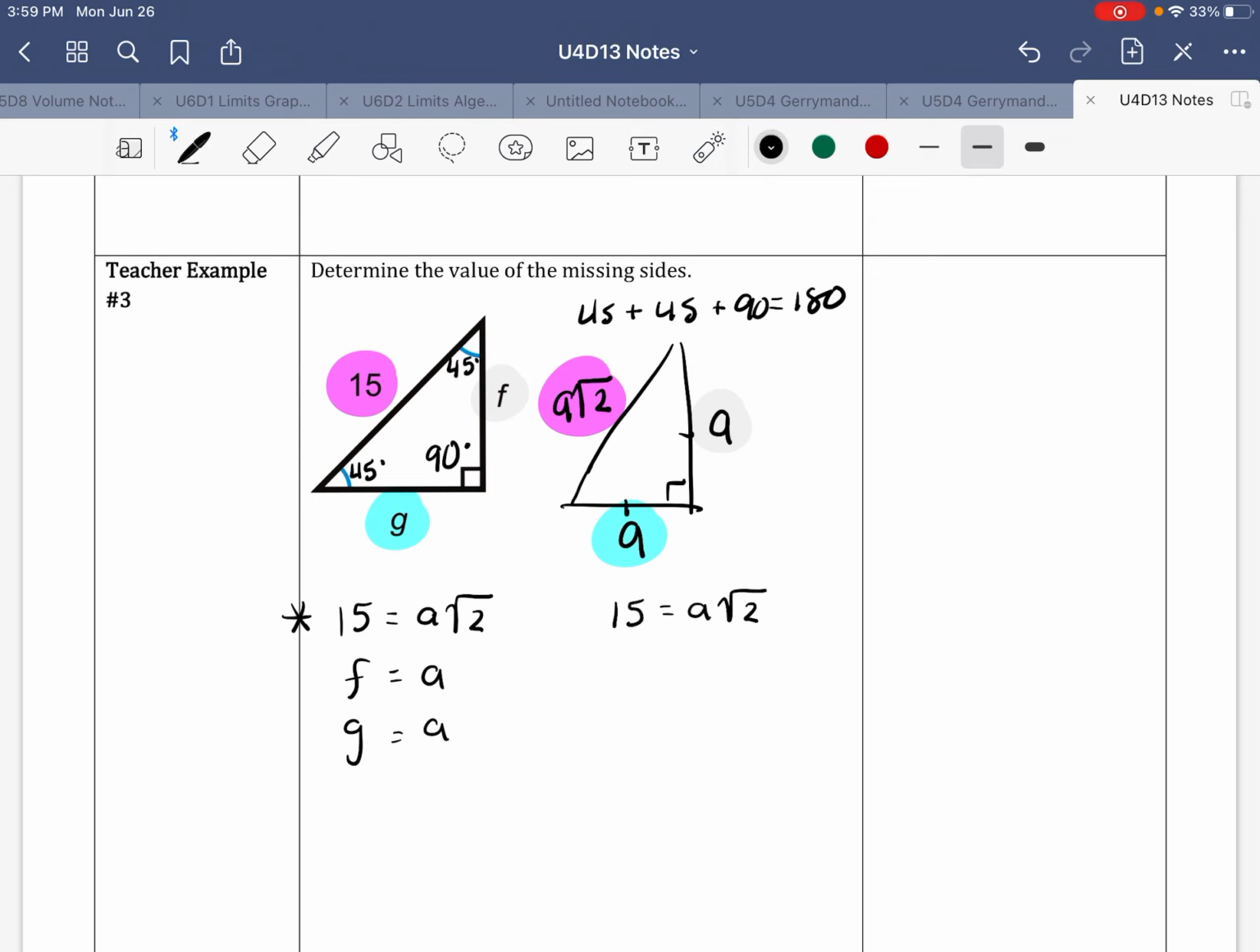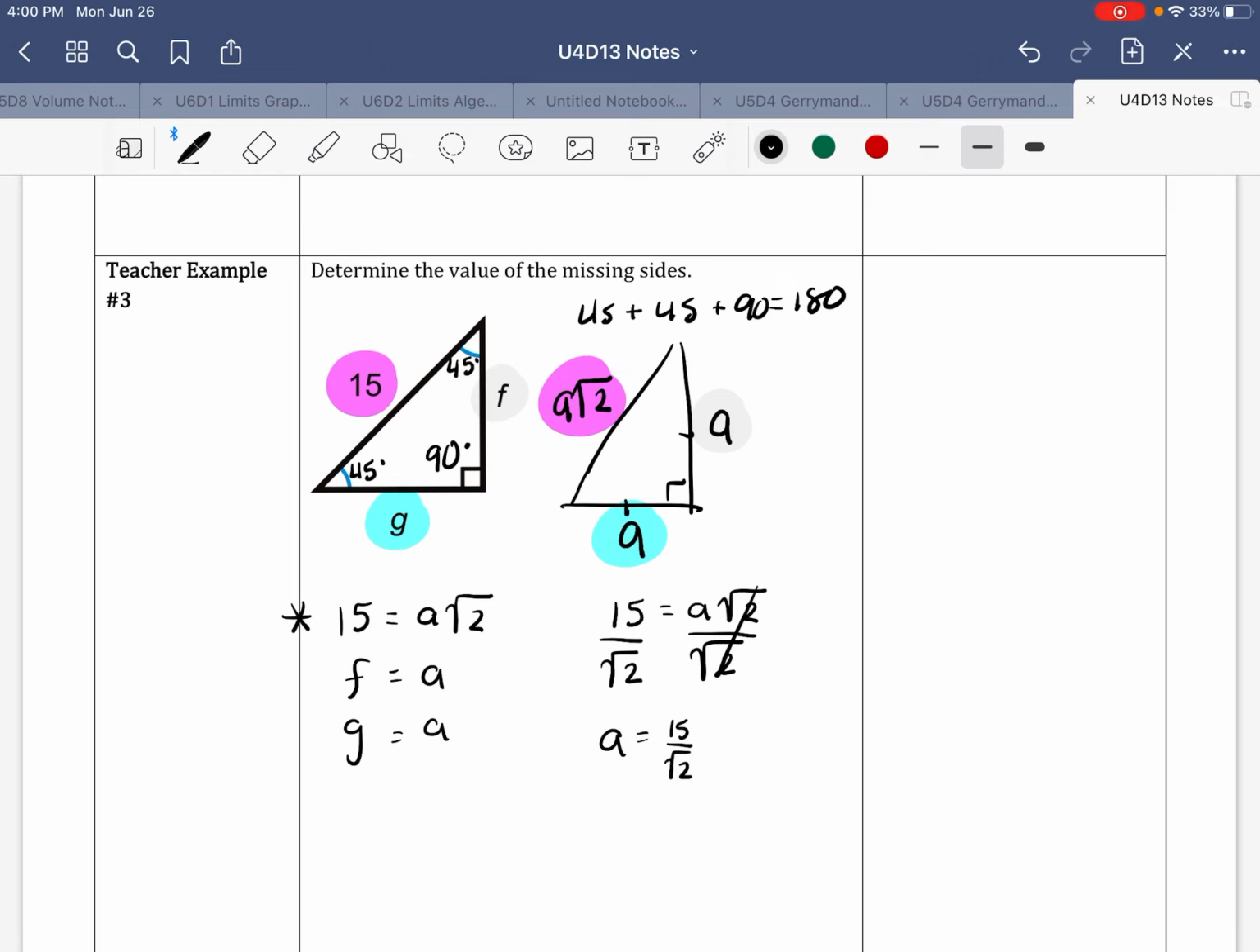Now what's tricky here is it might look like an unfamiliar equation to solve, right? A times the square root of 2. But the square root of 2 is just a number, all right? A is being multiplied by the square root of 2. In order to get A by itself, we're going to do inverse operations and divide both sides by the square root of 2, canceling out and getting A by itself.